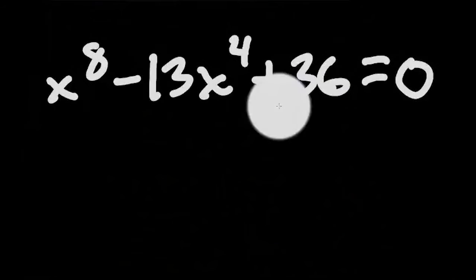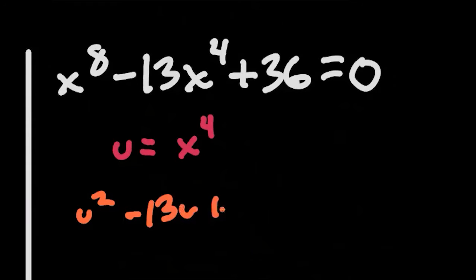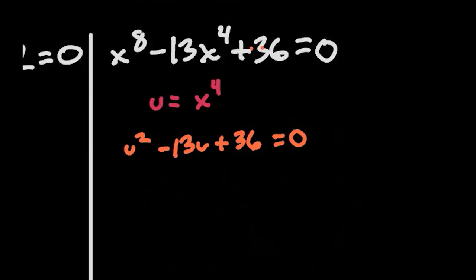All right, so from here you should notice that it is a quadratic in form problem, quadratic structure, because if you double this power, you get the power over there. So that means we're going to need to use u here and set that equal to x to the 4th. So now if we rewrite the equation, it's going to be u squared minus 13u plus 36 is equal to 0. Okay. Can't use quadratic formula on that first step, but on this one you can. And that's the whole point of doing this using quadratic structure.